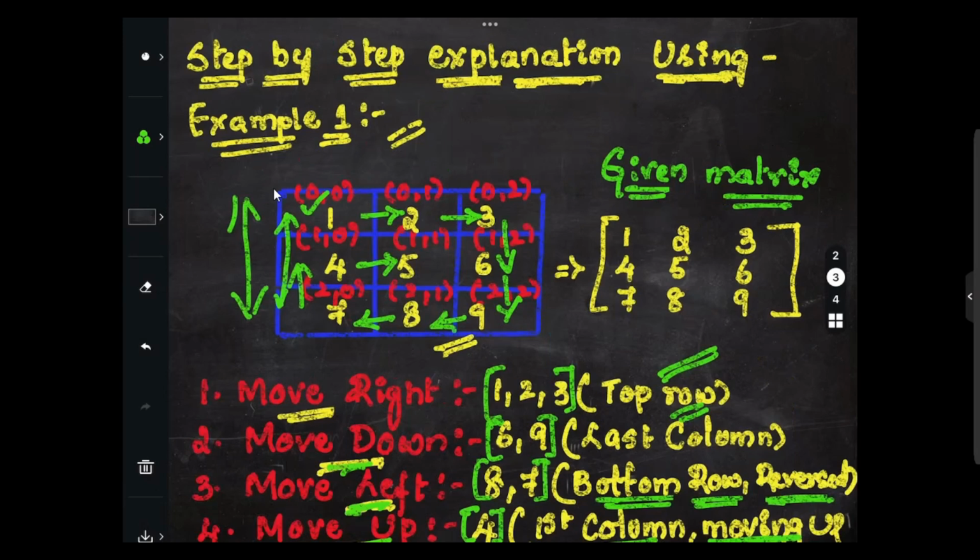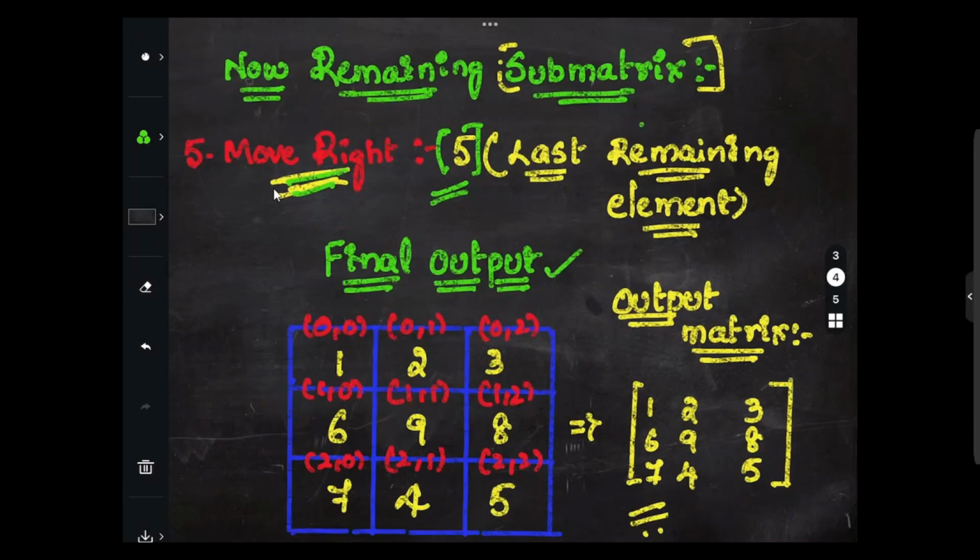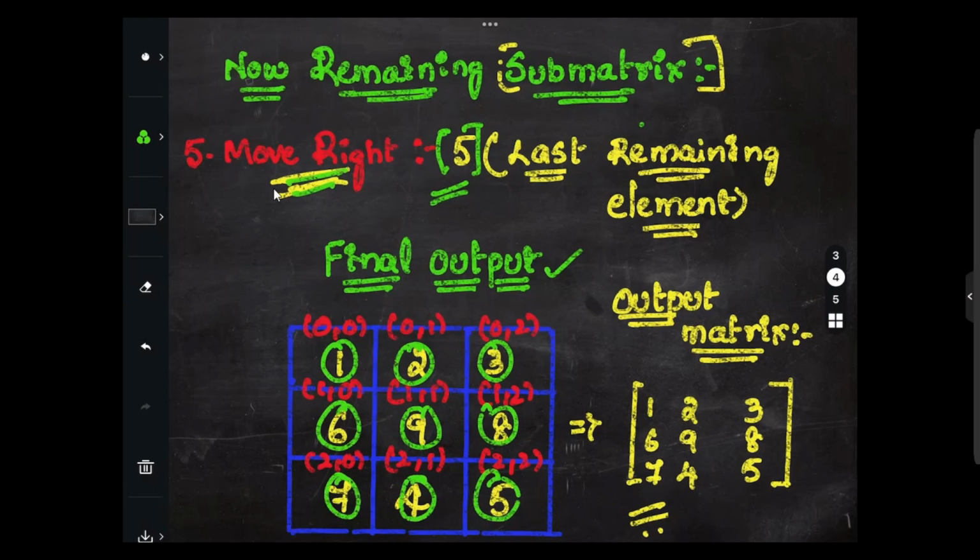Now the matrix is here, 1 2 3. The order you can clearly see: 1 2 3 6 9 8 7 4 and 5, right? 1 2 3 6 9 8 7 4 5. So here you can clearly see the final output is 1 2 3 6 9 8 7 4 5. So this is the output matrix, 1 2 3 6 9 8 7 4 5.